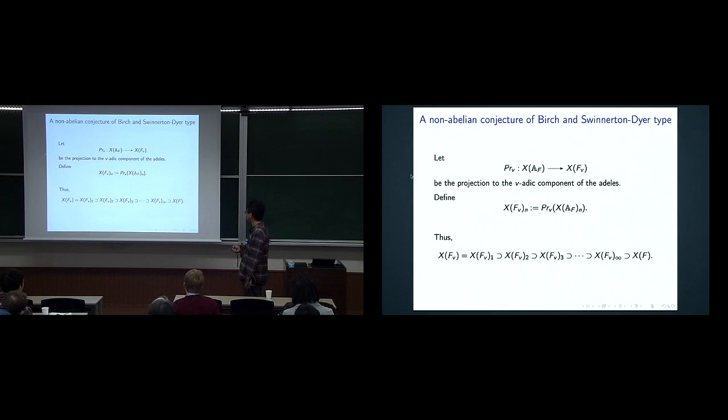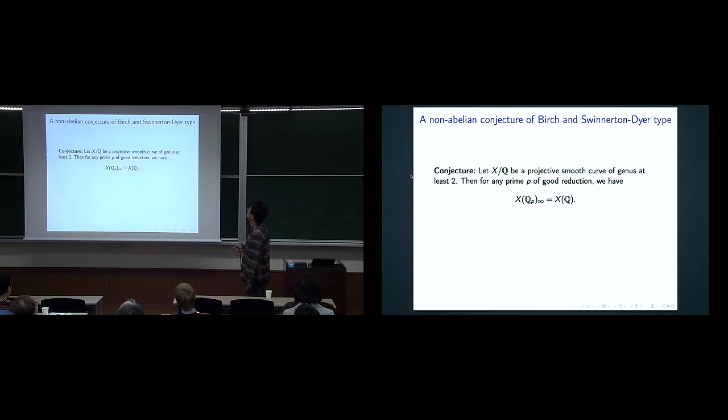So here, because this is just a single non-Archimedean field, there are more analytic techniques available. So here's a conjecture. Let X be a smooth projective curve of genus at least 2. I can only confidently make the conjecture when F equals Q, so I restrict it to the case over Q. Then for any prime of good reduction, in fact, this infinite level of the filtration should be equal to the Q-rational points.